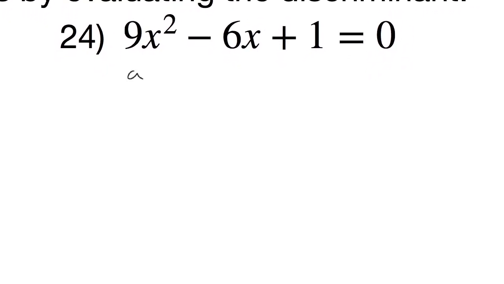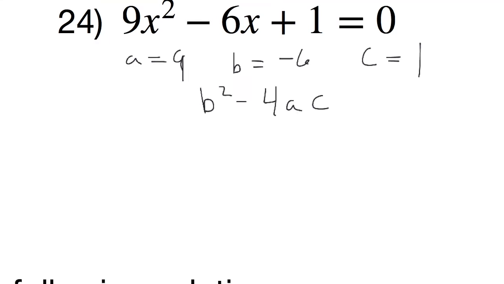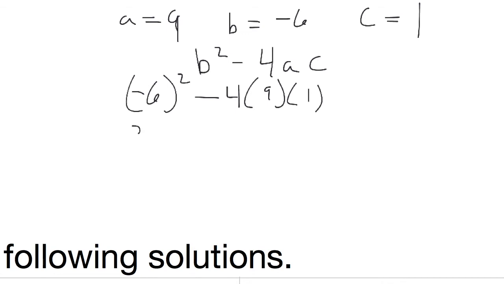a is equal to 9. b is equal to negative 6. c is equal to 1. The discriminant is b squared minus 4ac. Remember, the big hairy mess inside the square root. And when we fill in the variables, we get negative 6 squared minus 4 times 9 times 1. Simplifying a little bit, we get 36 minus 36, which is 0.